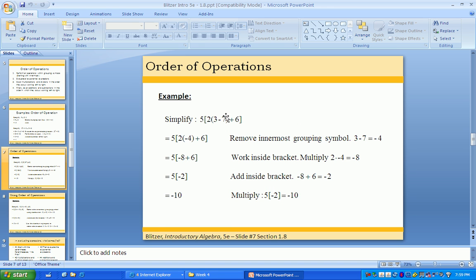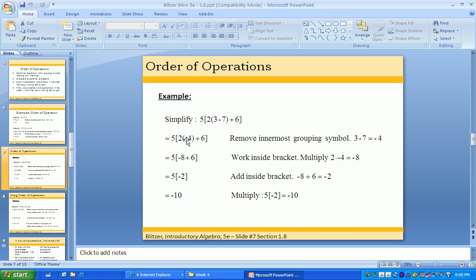Here's another example using some grouping symbols. The grouping symbols we're using here are parentheses as well as brackets. With our order of operations, we know we have to do the innermost first. So we look at this, and we see that the innermost is actually the parentheses. So we have to do what's inside the parentheses first. 3 minus 7 is going to be negative 4. And here we get negative 4.